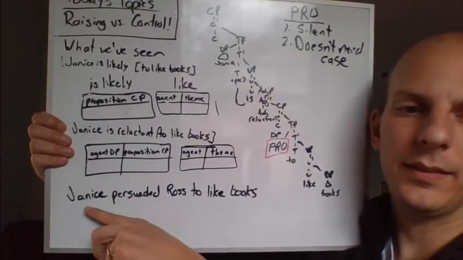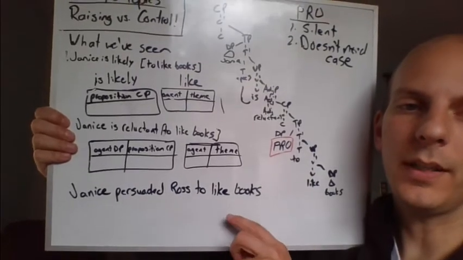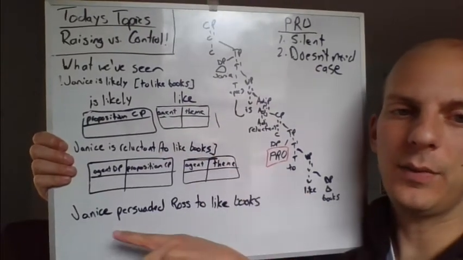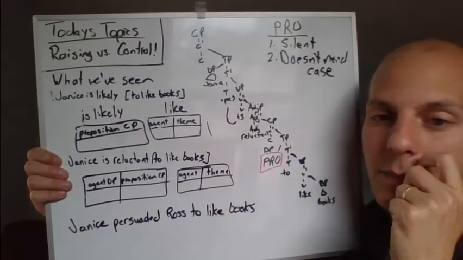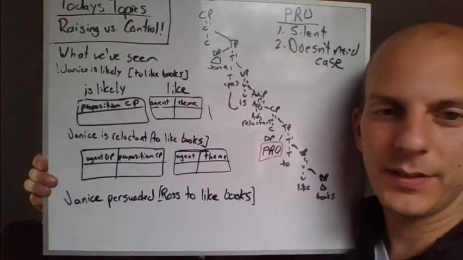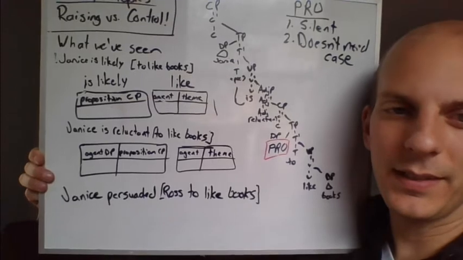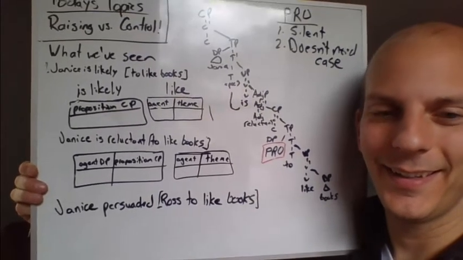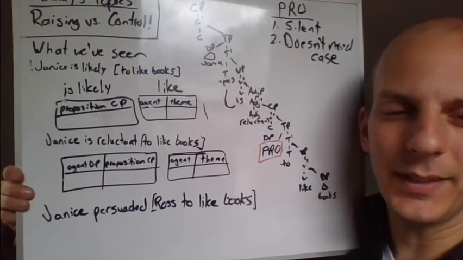So now we have this sentence. Janice persuaded Ross to like books. So before we had Janice is reluctant to like books. Now we have Janice persuaded Ross to like books. I'll put the brackets in there to show you the embedded clause. Janice persuaded Ross to like books. Okay, so this is weird. Let's delve into why this is weird.